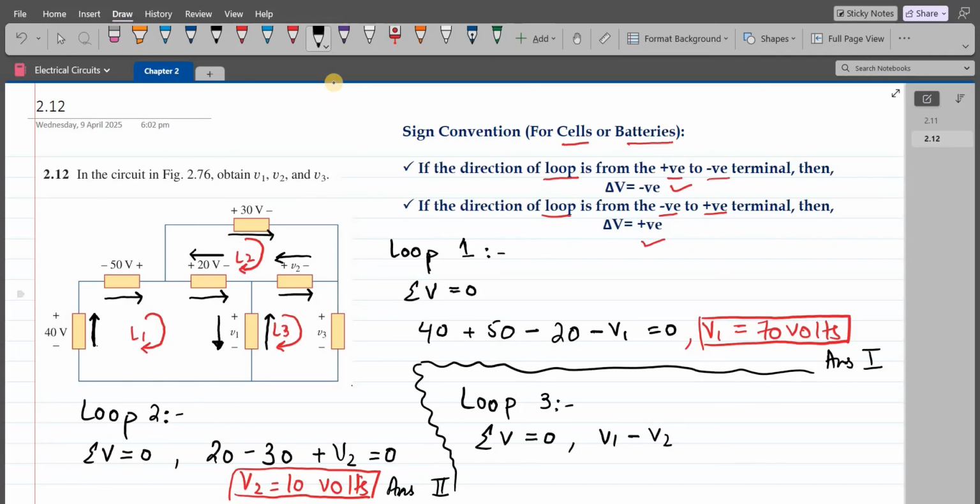And across V3 it is moving from the positive to the negative terminal. So V3 is also negative, equals to 0. So V3 is basically the difference between V1 and V2. So V3 is equal to V1 minus V2. V1 is 70, V2 is 10. So V3 comes out to be 60 volts. And this is our third answer.